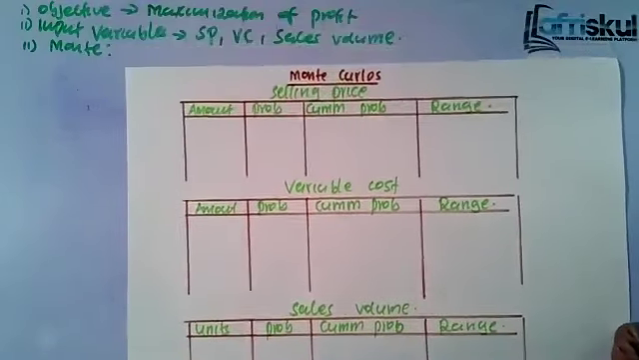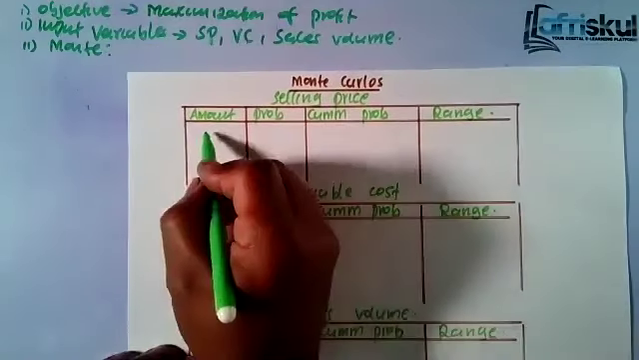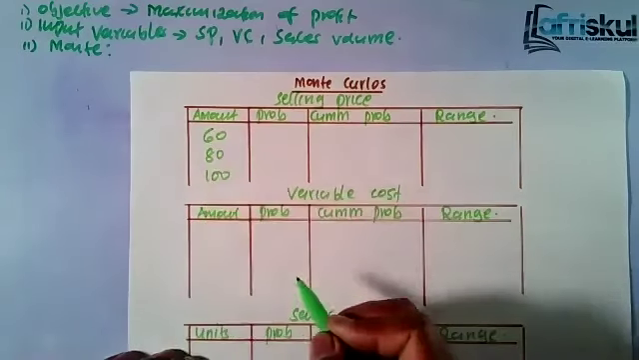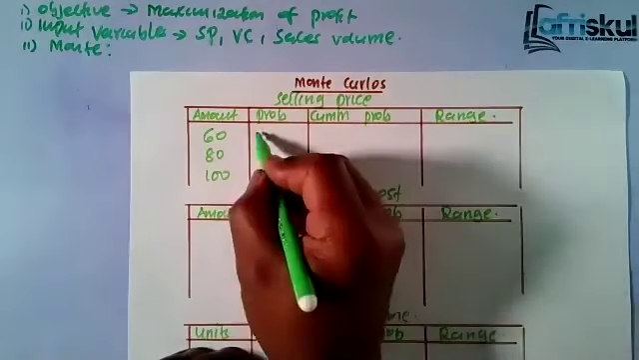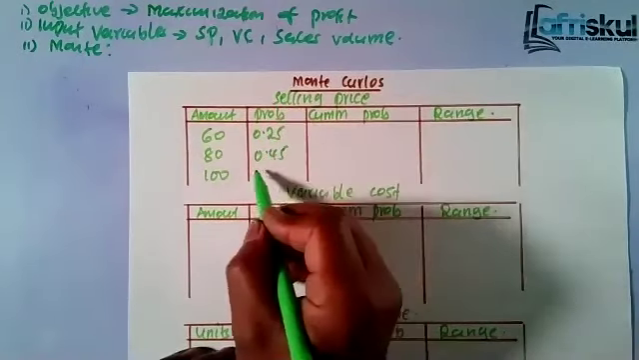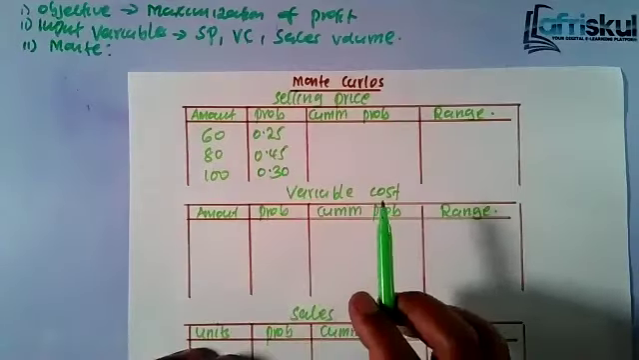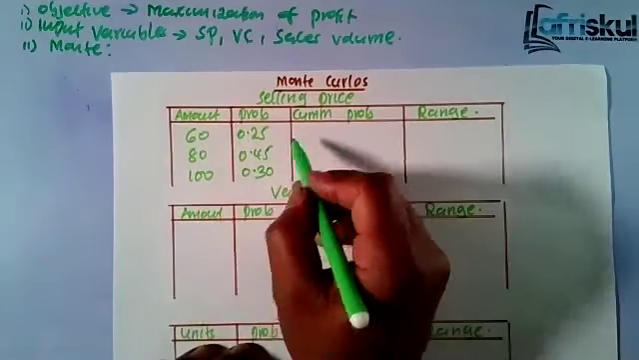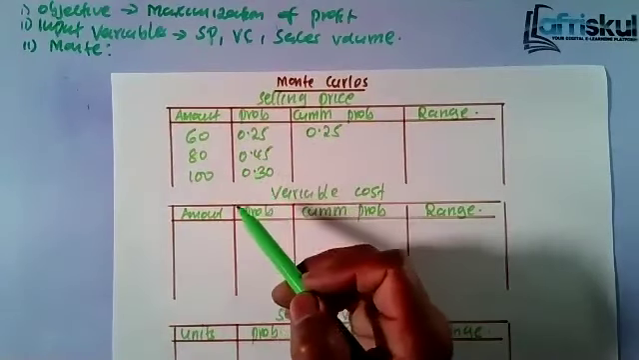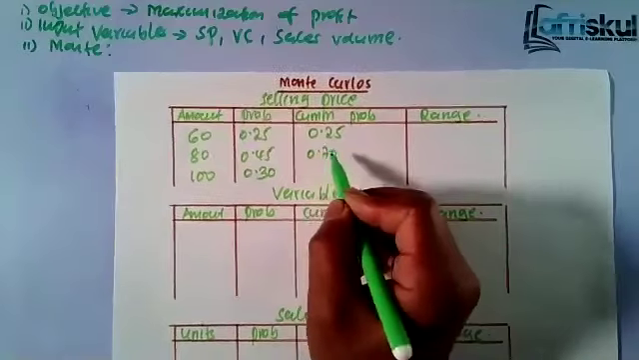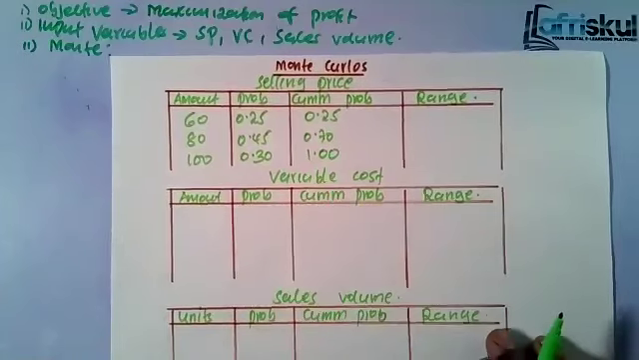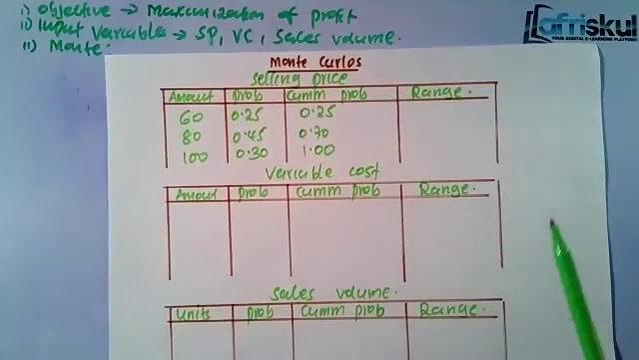Now for the selling price, we are given the amount there. We have 60, we have 80, we have 100. Then we are given the probability. We have 0.25, 0.45, 0.30. Let's cumulate. So it's 0.25, you add 0.45, so what you get is 0.70, and then 0.70 plus 0.30, you get 1.00. We'll come to range later.